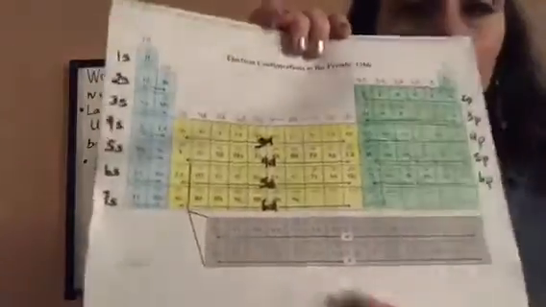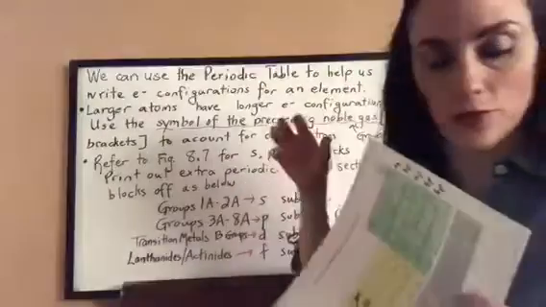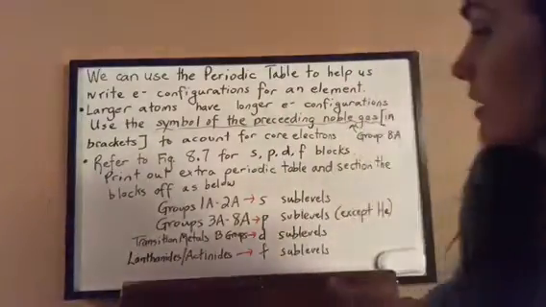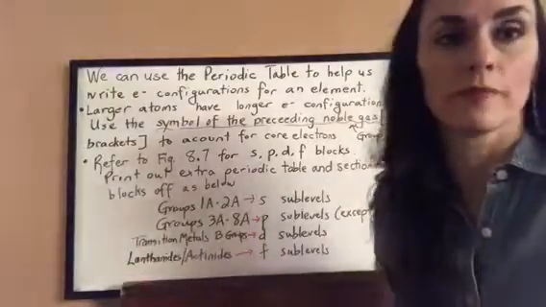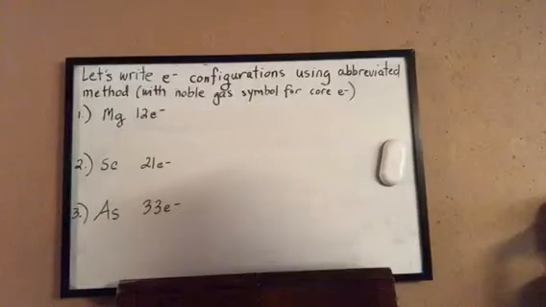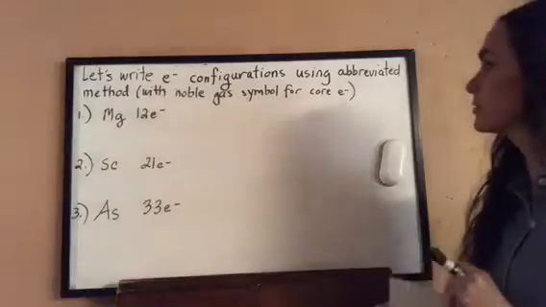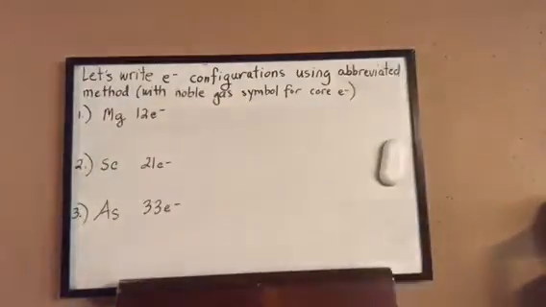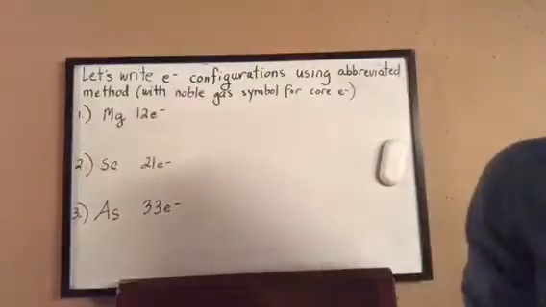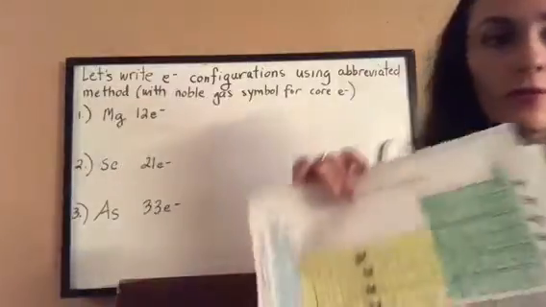We're going to take this periodic table with our blocks marked on it, and the fact that the noble gas preceding the element in question will represent the core electrons, and we're going to do some examples now of writing electron configurations. Let's look at the following elements and write the electron configurations for these elements using the abbreviated notation. You can refer to figure 8-7, or you can refer to your periodic table if you have it color-coded.